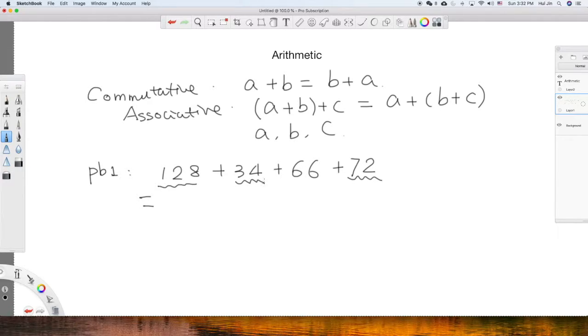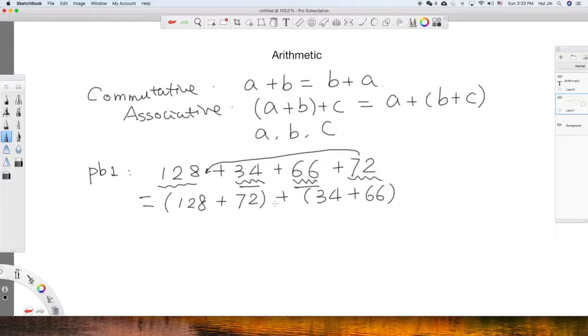And for 34 and 66, you add them up, it becomes 100, right? So the simplest way to add, I should say, is 128 plus 72 plus 34 plus 66. So it uses a combination of the commutative property and the associative property. Commutative, by moving 72 to the front. Associative, I'm calculating 34 and 66 first, before I'm not adding 34 and then adding 66. I'm adding 34 and 66 together. So this equals 200, the first parenthesis, and the second parenthesis is 100. So the whole thing equals 300.